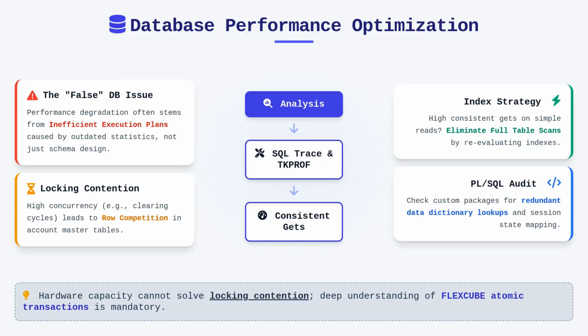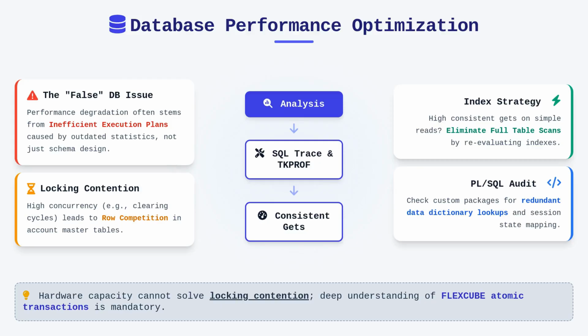You must be prepared to use tools like SQL Trace and TKPROF to analyze what the database engine is actually doing during a request. If you notice a high number of consistent gets for a simple read-only screen, it is a clear indicator that your index strategy requires reevaluation, or perhaps a missing index is forcing a full table scan. Often, the resolution involves auditing the custom PL SQL packages that perform validations, as these can inadvertently trigger extensive lookup operations within the data dictionary.